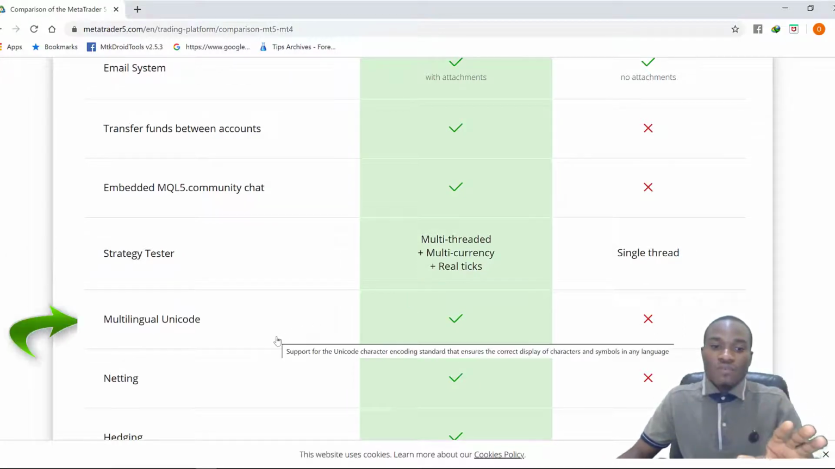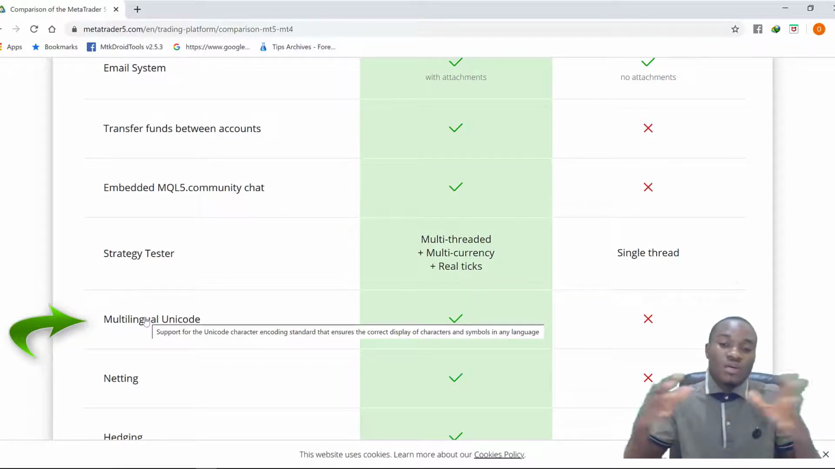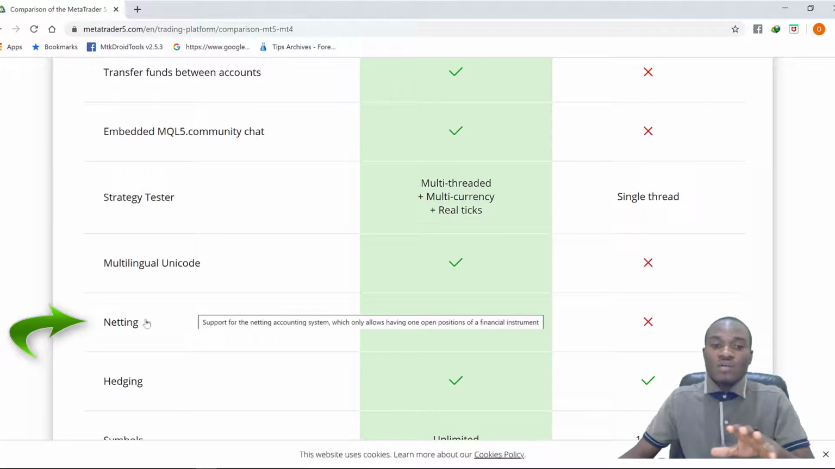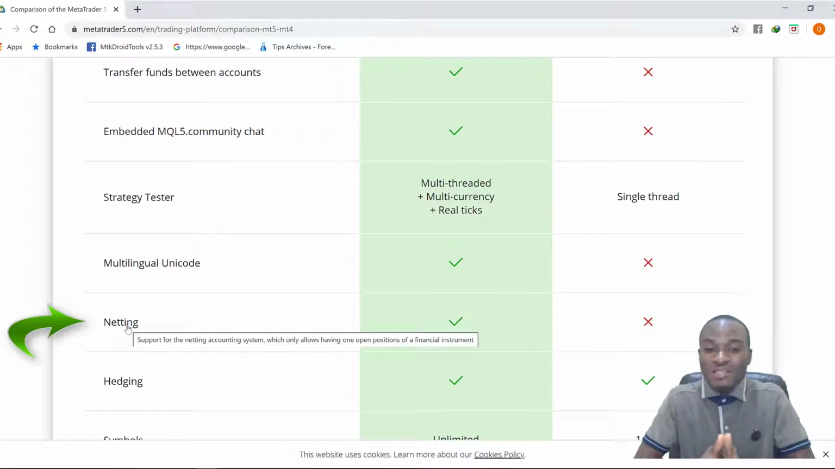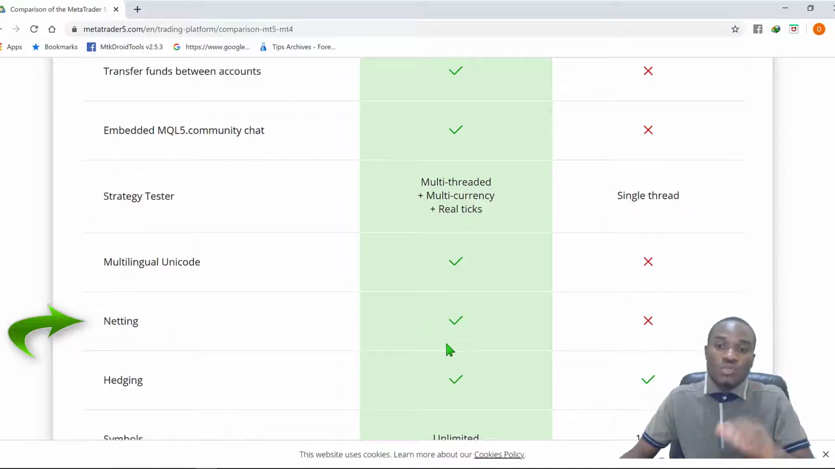And then on the Metatrader 5, we have multilingual Unicode, that is support for the Unicode character encoding standard that ensures the correct display of characters and symbols in any language. You have this option available on the Metatrader 5, whereas on the Metatrader 4 you don't have it. And then right here we have netting, that is support for the netting accounting system, which only allows having one open position of a financial instrument. That option is in the Metatrader 5, whereas you don't have it on the Metatrader 4.